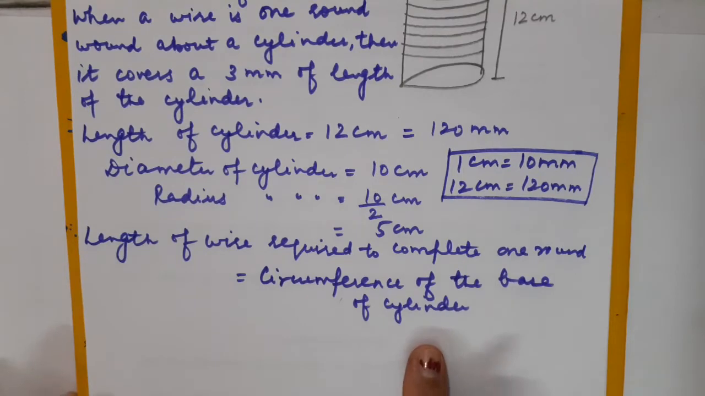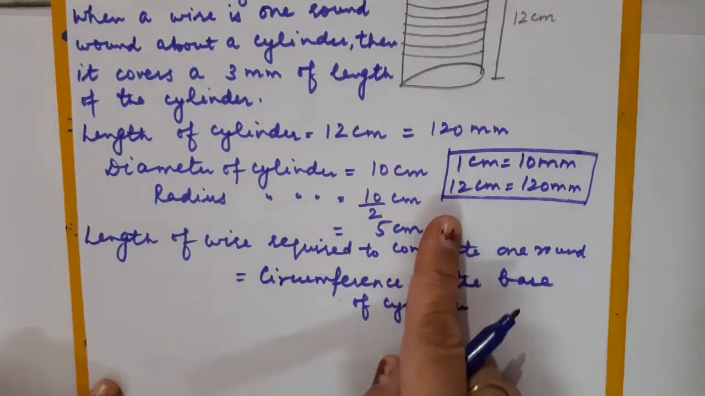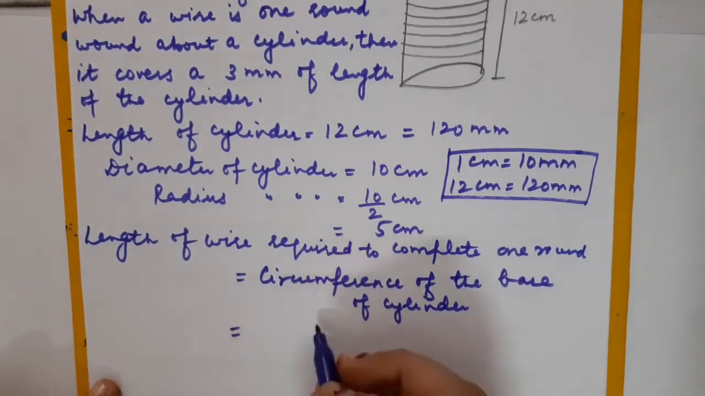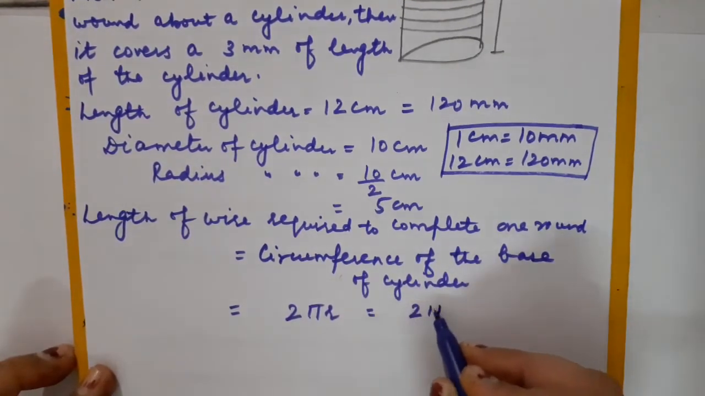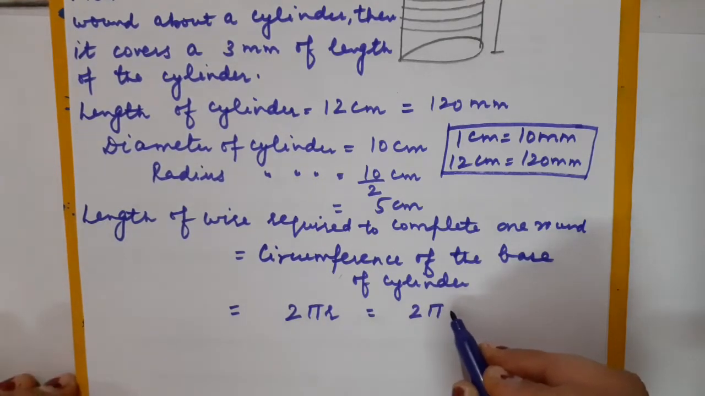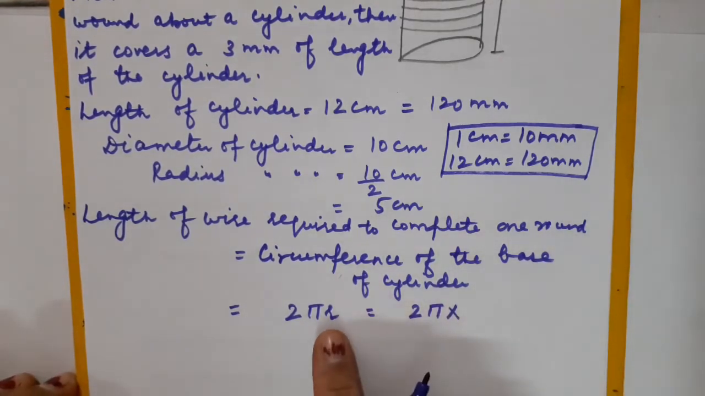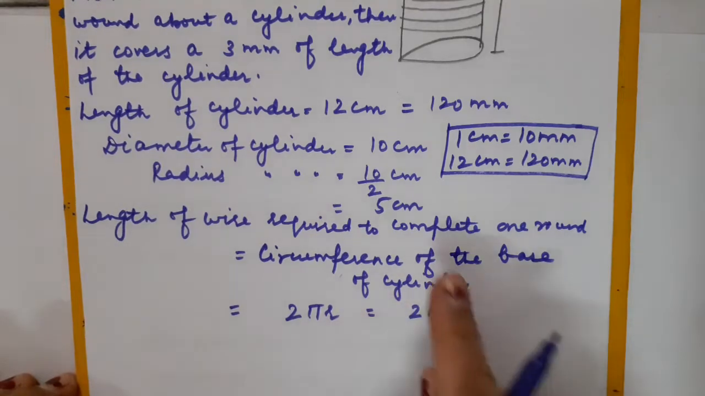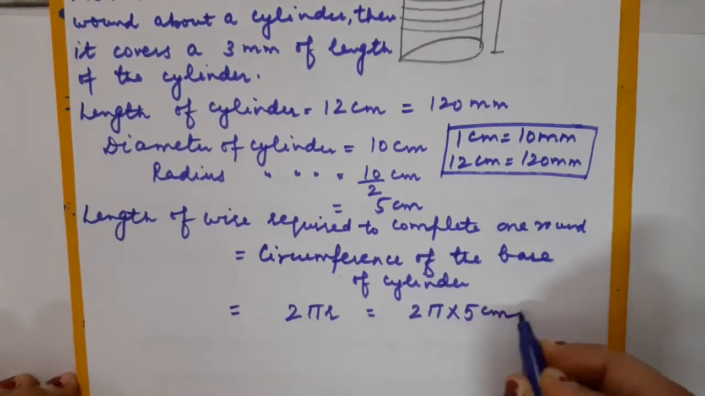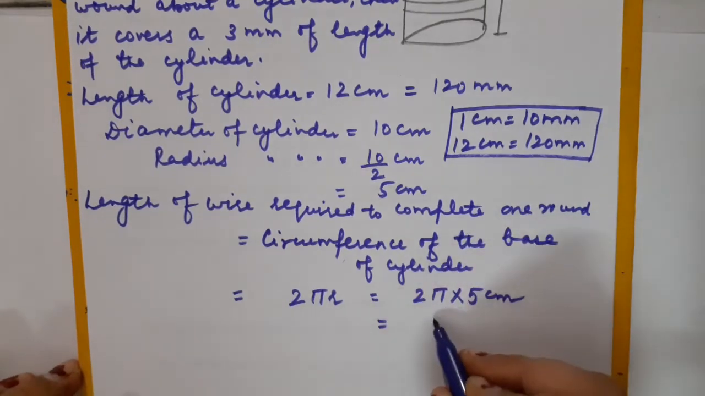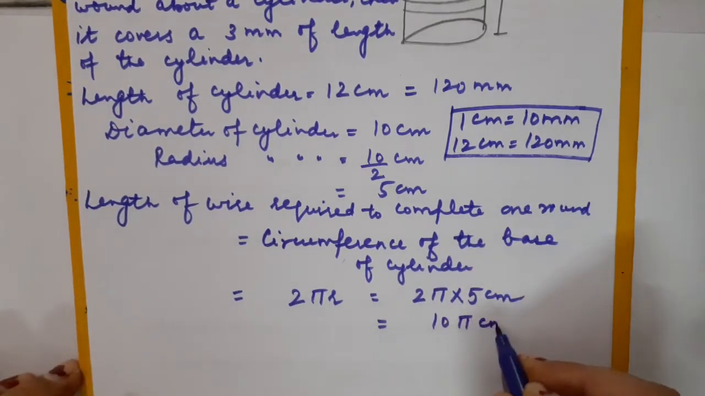Correct? And you know that the base of the cylinder is circular in shape. So what is the formula of circumference? That must be equal to 2 pi r. Correct? So 2 pi I am leaving right now as it is, and I am just going to put the value of r. What is that? That is 5 centimeters. So it must be equal to 10 pi centimeters.